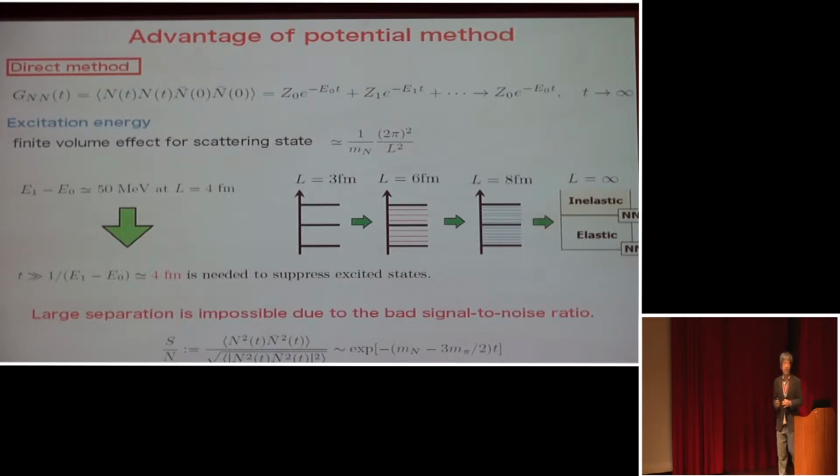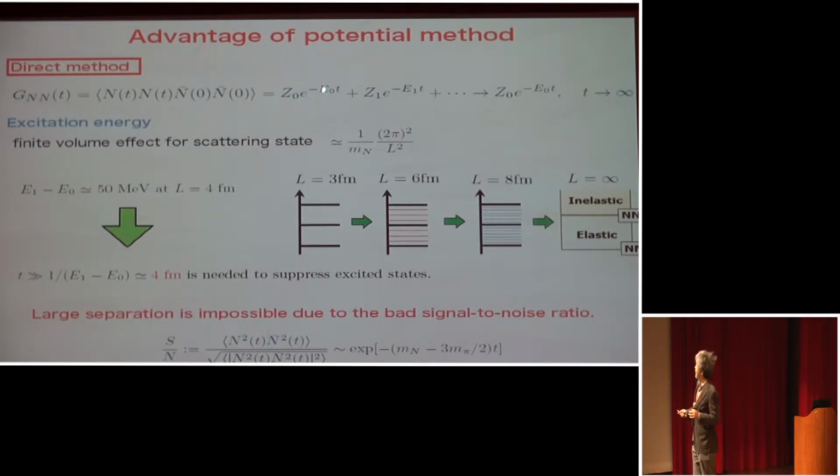Let me explain some advantages of our approach. In lattice QCD, if we try to directly calculate binding energy, for example, we have to calculate the two-nucleon propagator, NN going to N bar N bar, as a function of time. This behaves like a sum of exponentials: ground state, excited state, etc. If T is large enough, we can neglect higher excited states and obtain the energy. The problem is how large this T should be.